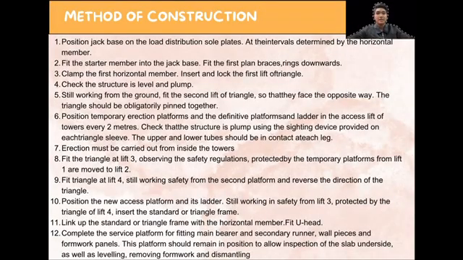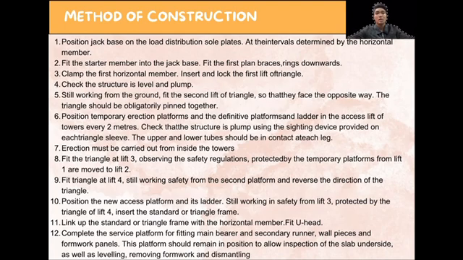For the next part, the method of construction of this type of scaffolding. First, position jack bases on load distribution sole plates at intervals determined by the horizontal member. Second, fit the starter member into the jack base. Fit the first plank braces rings downwards. Third, clamp the first horizontal member. Insert and lock the first sleeve of the triangle. Fourth, check the structure is level and plumb.